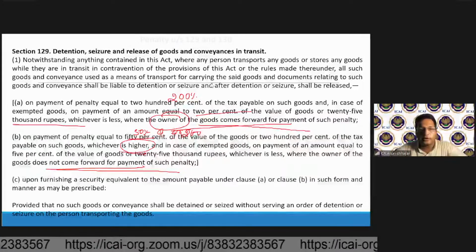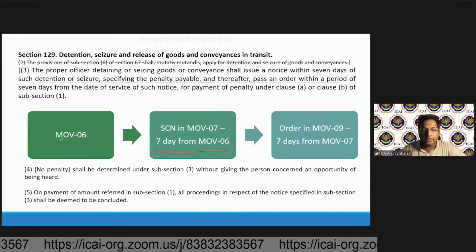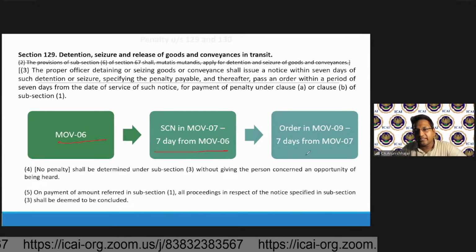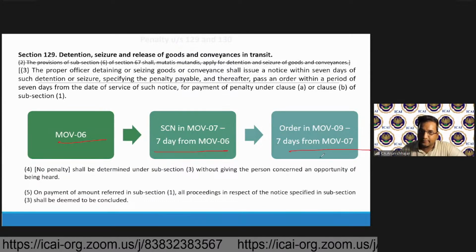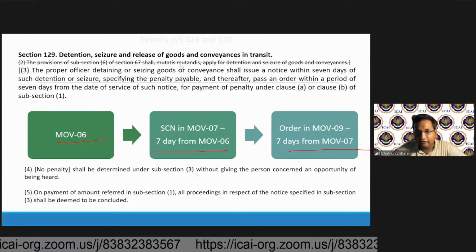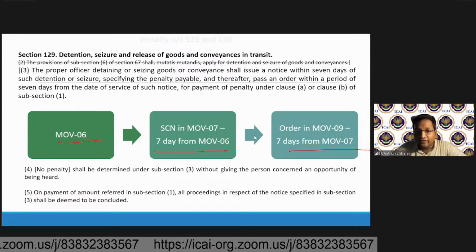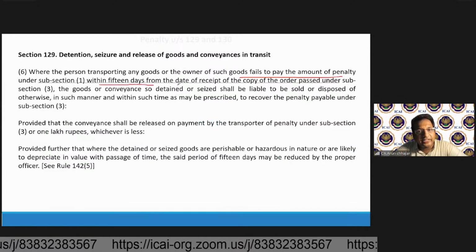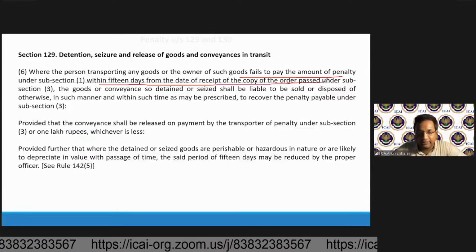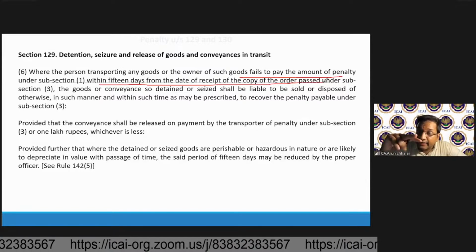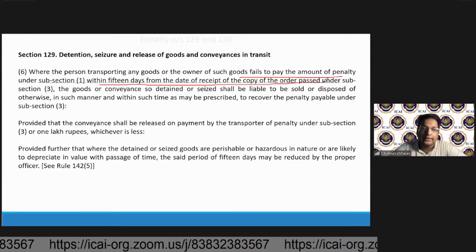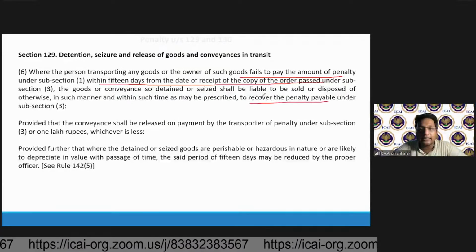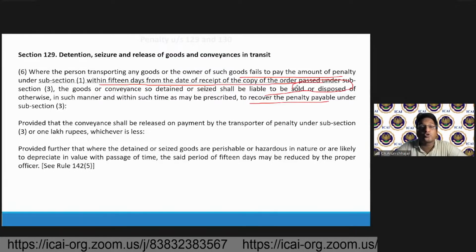Then the notice will be issued within 7 days from the MOB 6, and the order will be issued within 7 days from the date of the notice. Once the order is issued in the prescribed forms, if the owner fails to pay the amount of the penalty within 15 days from the date of receipt of the order passed, then the goods can be sold or disposed of.